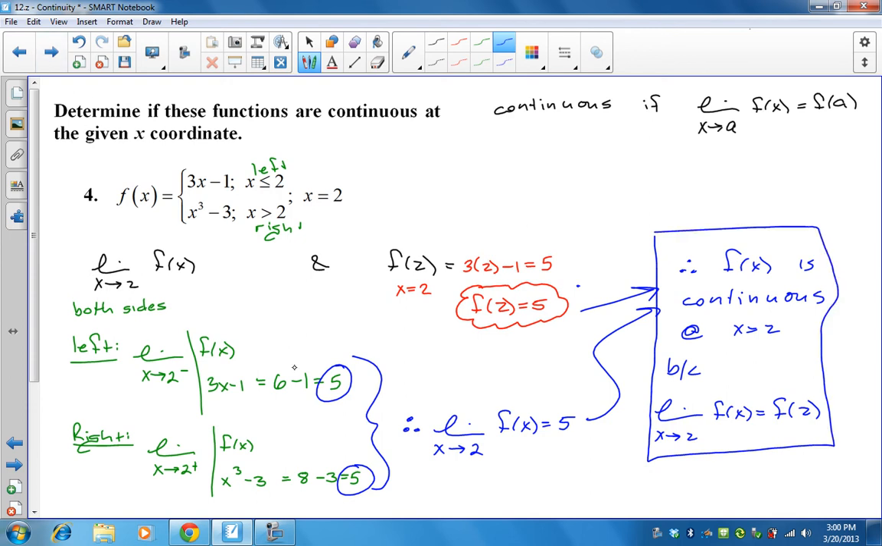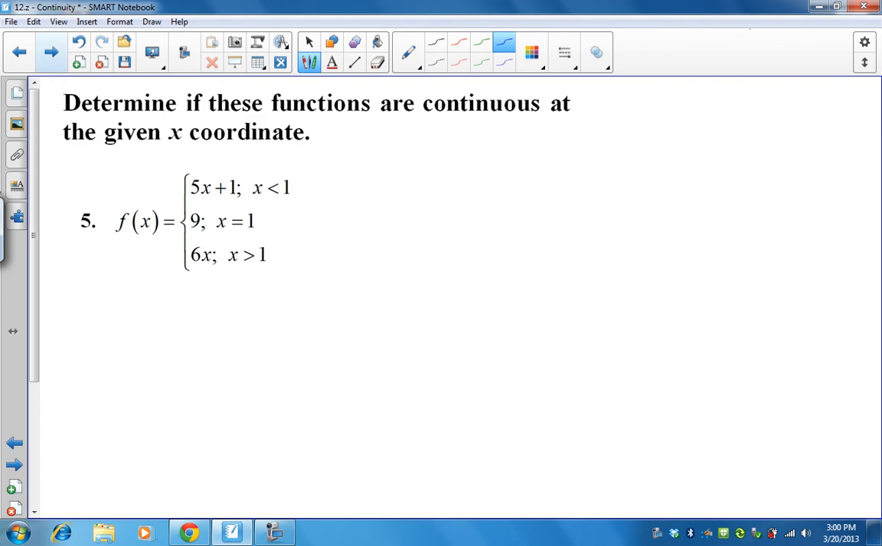So there's number 4. Let's try this one. Is this the last one? Yeah. Number 5, last one. Determine whether we are continuous, and I should have said, I meant to say at an x coordinate of 1. So we want to know whether this function is continuous at x equals 1.